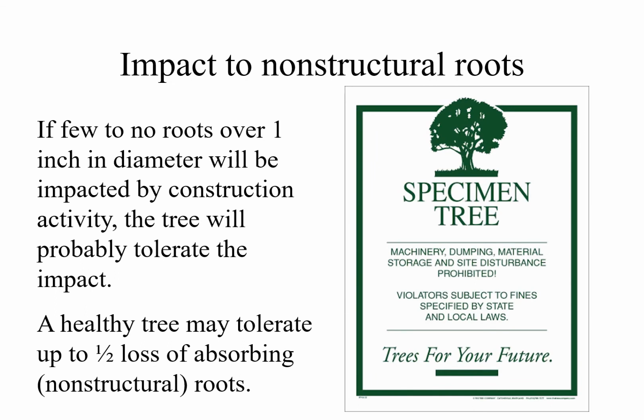If few to no roots over 1 inch in diameter will be impacted by construction activity, the tree will probably tolerate the impact. Most healthy trees are able to tolerate removal of possibly up to 1/2 of their absorbing roots, not the structural roots, without serious effect. According to ANSI A300, tree protection devices such as fencing, berms, and signage can be installed prior to site work to limit access to the critical root zone.